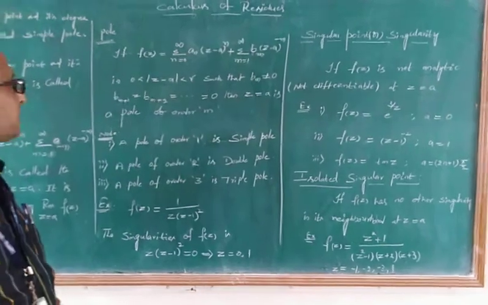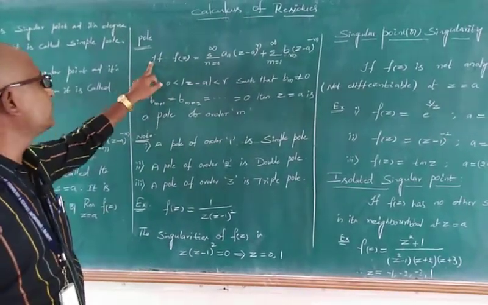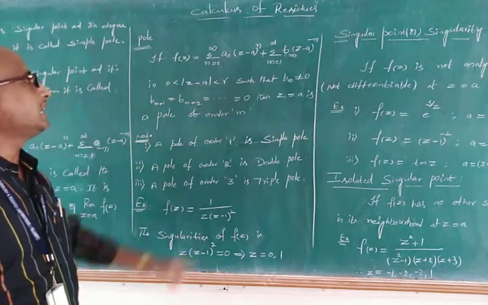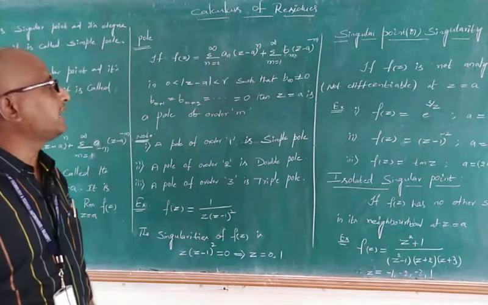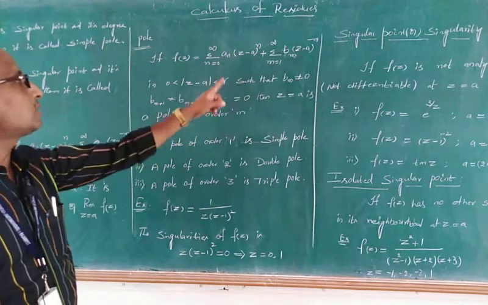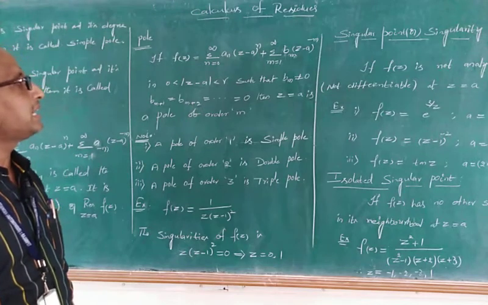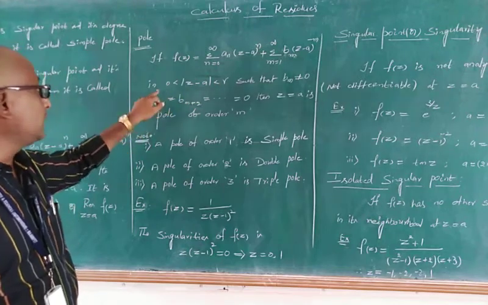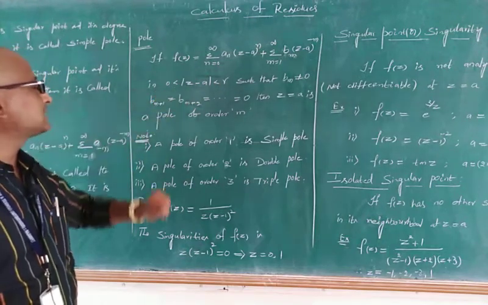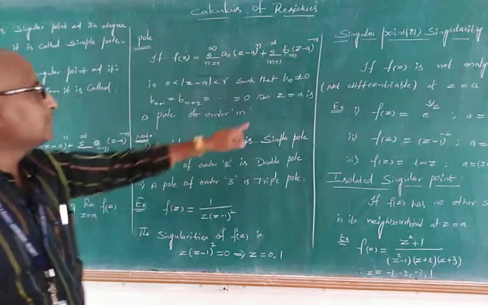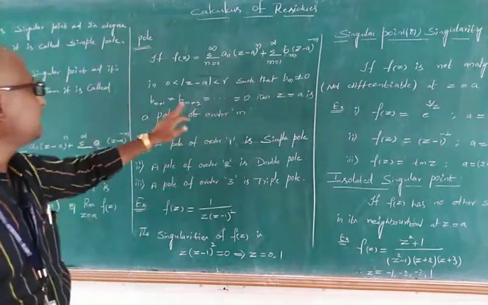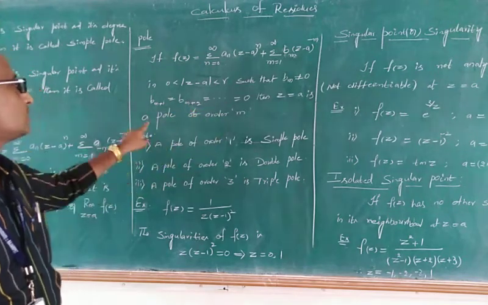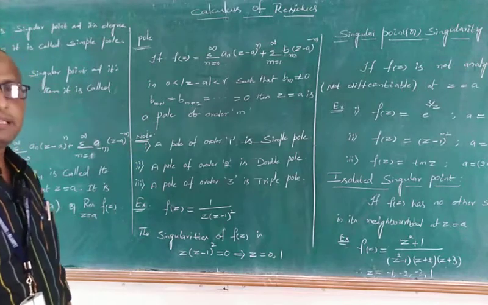Next, third definition, pole. If f(z) = summation n = 0 to infinity a_n (z − a)^n + summation m = 1 to infinity b_m (z − a)^(−m), this is called the Laurent series expansion, in 0 < |z − a| < r, such that b_m is not equal to 0, the remaining terms b_(m+1), b_(m+2) are equal to 0, then z = a is called the pole of order m.